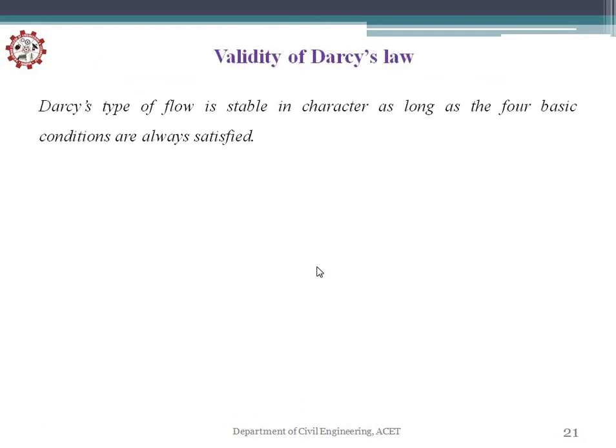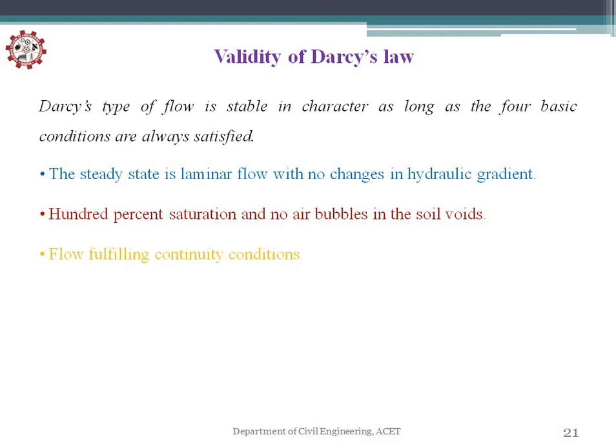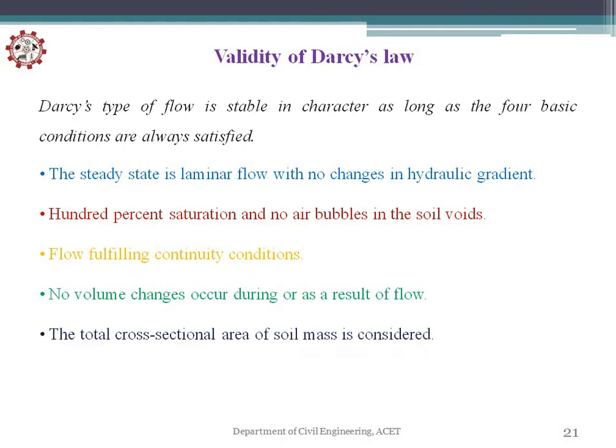Then, validity of Darcy's law. Darcy's law is valid as long as the four basic conditions are always satisfied. The steady state is laminar flow with no changes in the hydraulic gradient, 100% saturation and no air bubbles in the soil's voids, flow fulfilling continuity conditions, and no volume changes occurring during or as a result of flow. The total cross-sectional area of the soil is considered. So all these points you need to take care of.